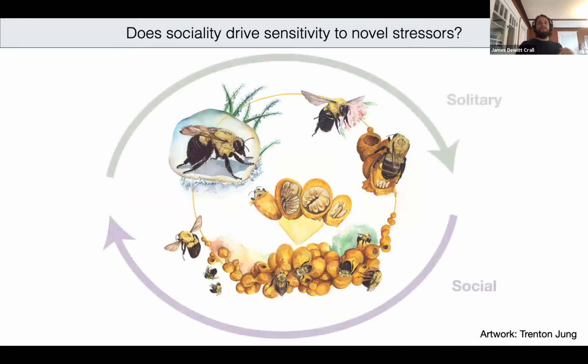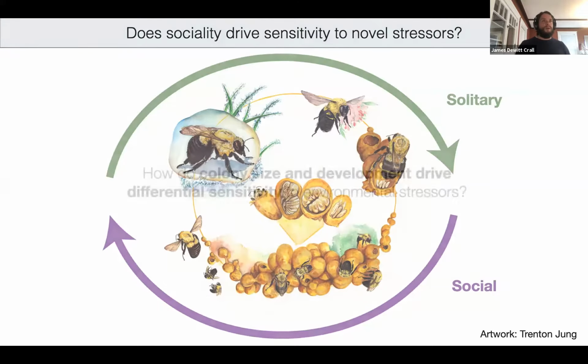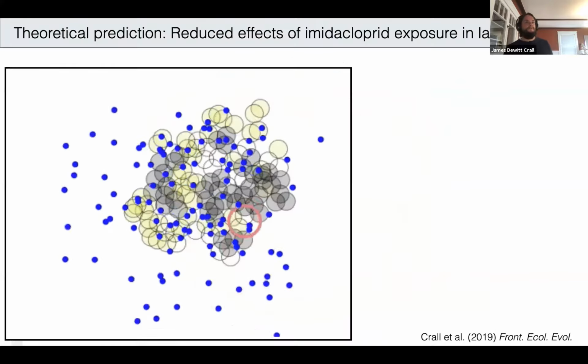they actually have a social gradient within a single colony's life cycle. They start out as a solitary individual and then become an integrated social colony. So can we use that pattern of development and that variation in colony size to think about this question, and whether colony size and development drive differential sensitivity?